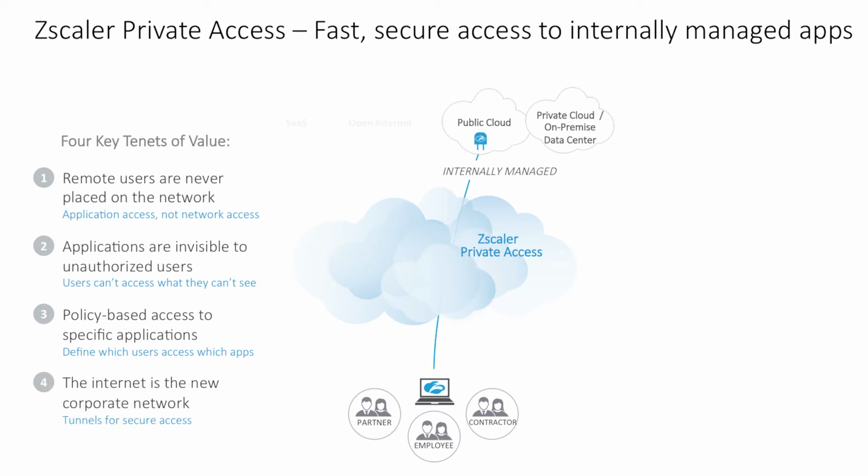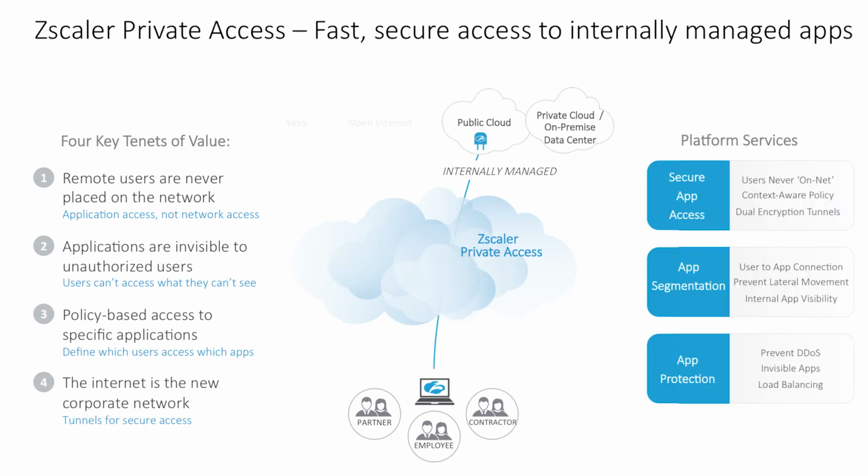And since the internet becomes your new corporate network, where you do not have any security stacks running at the branch or your headquarters, the key tenet that Zscaler Private Access addresses is that it connects the user to the application from any device using a secure tunnel, which is TLS encrypted, and there is no chance of a man-in-the-middle attack on that tunnel.